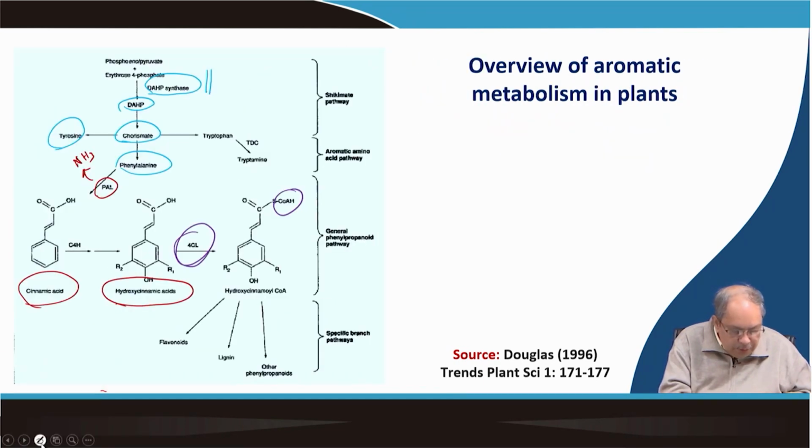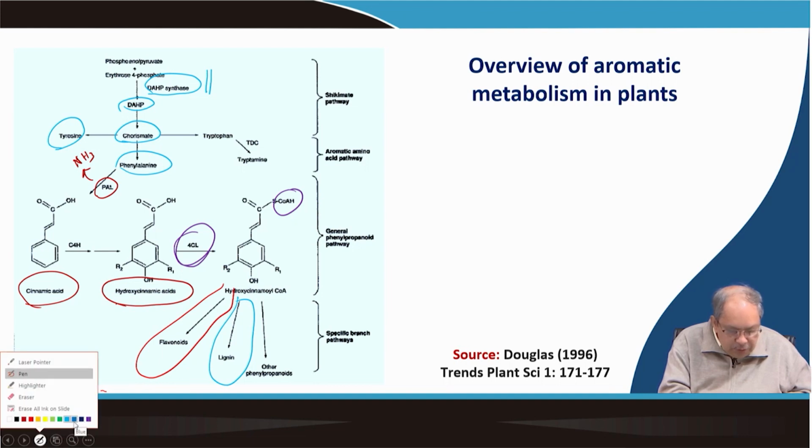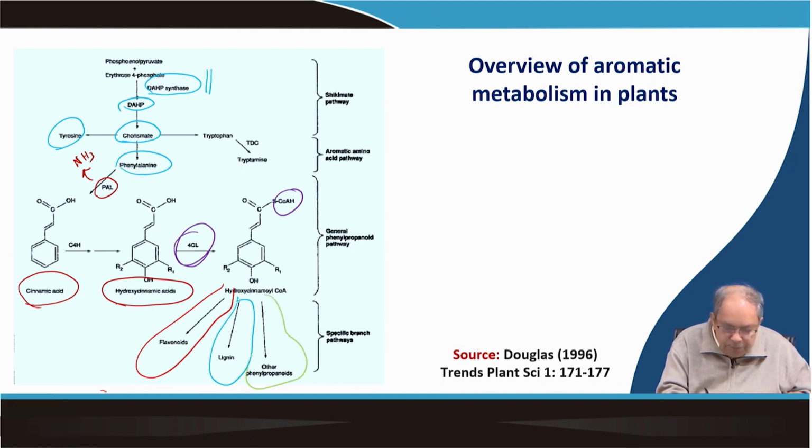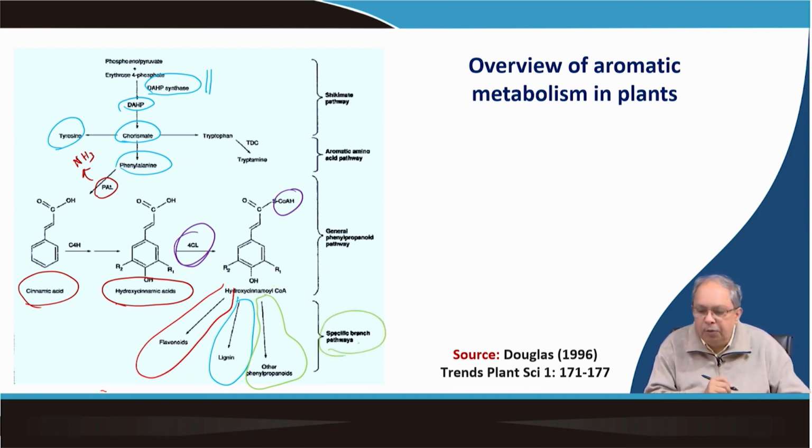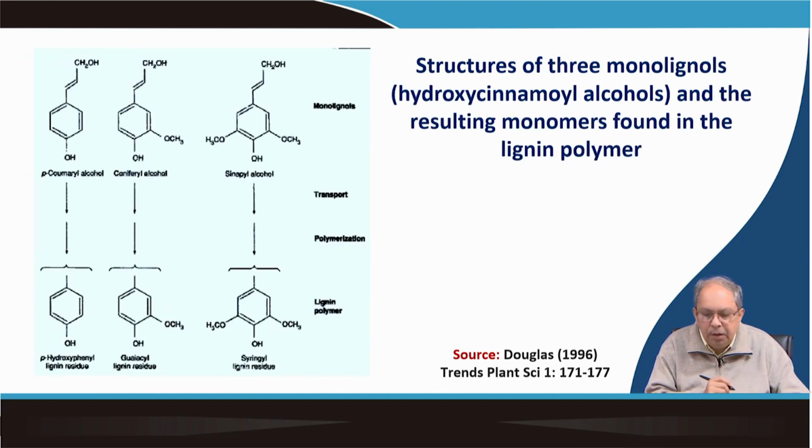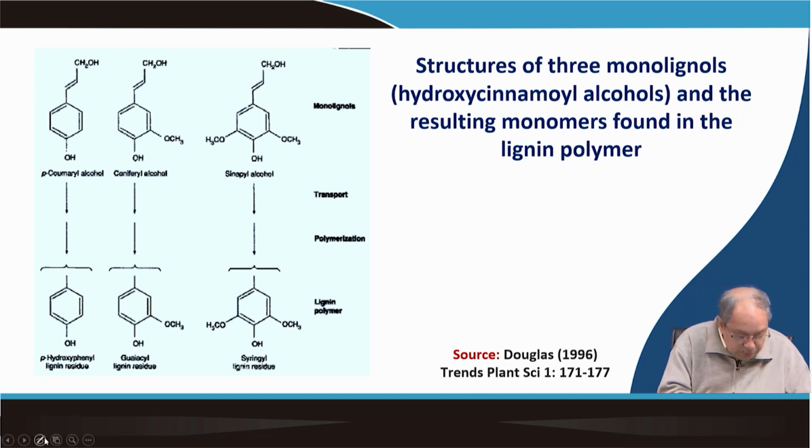For example, the route towards flavonoid and anthocyanin moves in this way, the route towards lignin moves in this way, the route towards other phenylpropanoids moves in this way. So, specific branch points. This is a general overview of the aromatic acid metabolism, and now I have already mentioned these structures. Paracoumaryl alcohol I have mentioned just in the previous slide.